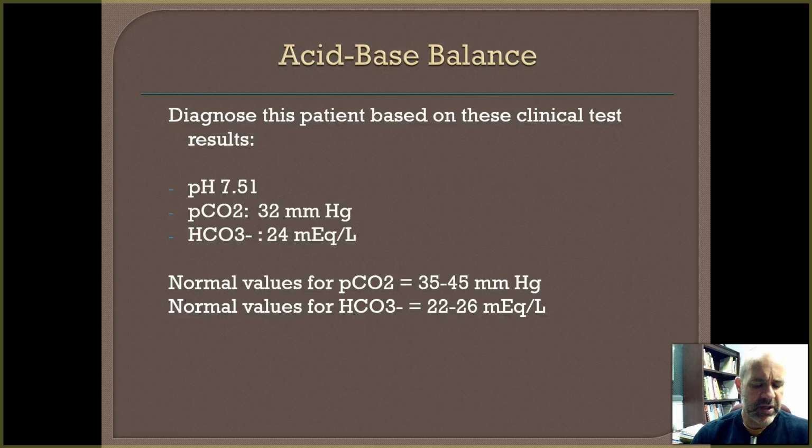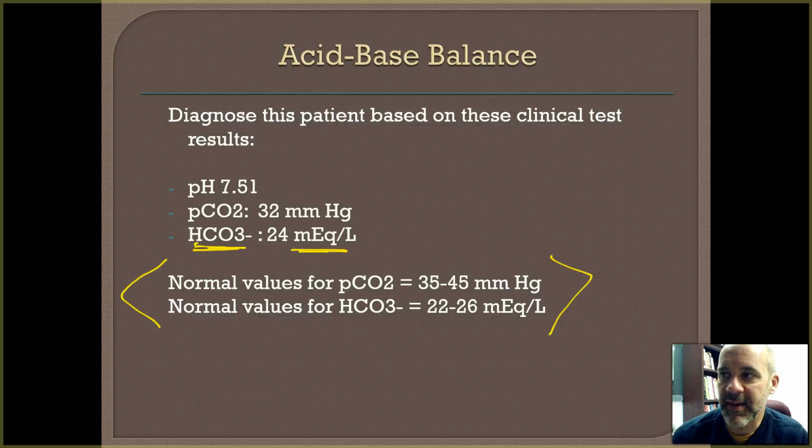Diagnose this patient based on these clinical test results. I will give you the normal values. These are the normal values for carbon dioxide levels, which are given in millimeters of mercury. That's what Hg stands for. That's a partial pressure like we learned about when we covered the respiratory system. And bicarbonate ion values are given in something called milliequivalents per liter. That's just the units referring to the concentration of those ions in our body fluids, and don't worry about what a milliequivalent is. Just know those are the units for measuring bicarbonate ions.